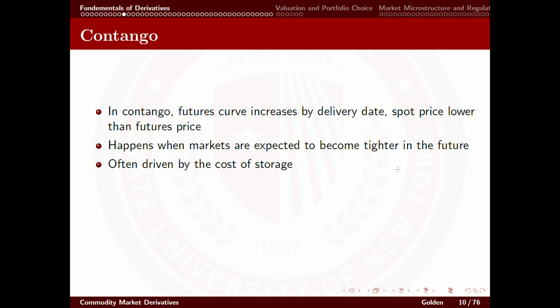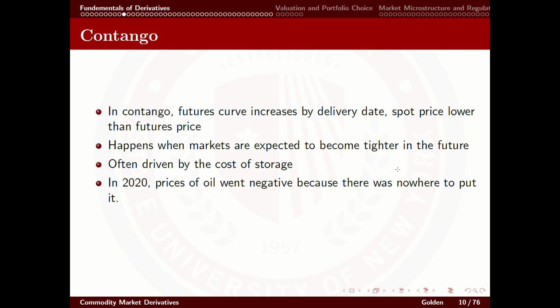Contango is not considered normal in most commodity markets, but can be driven by the cost of storage when it would be normal. In 2020, the price of oil went negative because there was nowhere to put it. So it becomes very expensive to hold the good, and you want to wait as long as possible because storage is expensive. Could you have traded on that? No, probably not, unless you were a physical trader and you somehow had somewhere to store oil.